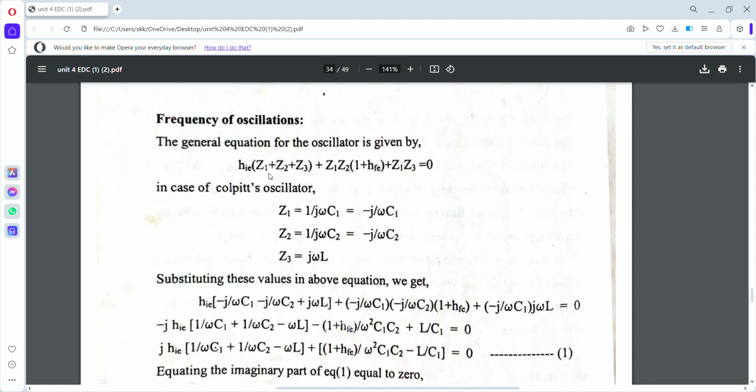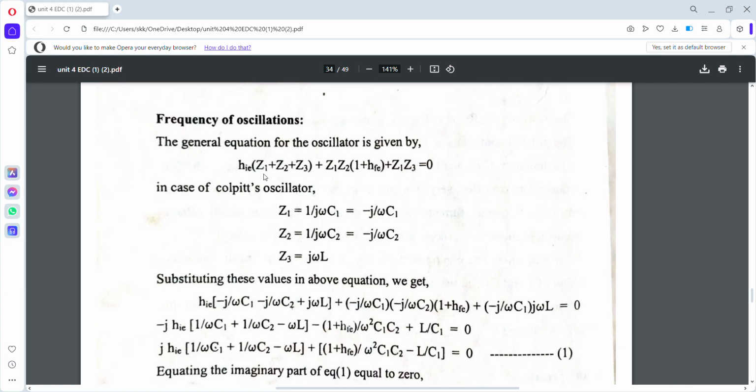So Z1, Z2, Z3 are all impedances. Z1 and Z2 are capacitive impedances, so I multiply with the gain. Z1 and Z3 are the normal case: one is capacitive, another is inductive, so there is no connection. So I directly put Z1 into Z3 equal to 0. Now you substitute this value 1 by j omega C1. Then hie into the Z1 value, plus the Z2 value, plus the Z3 value. Here they substitute hie into Z1 value, Z2 value, Z3 value. Actually this is plus.